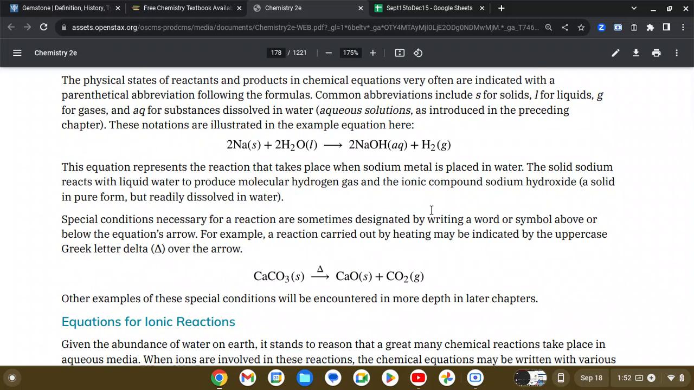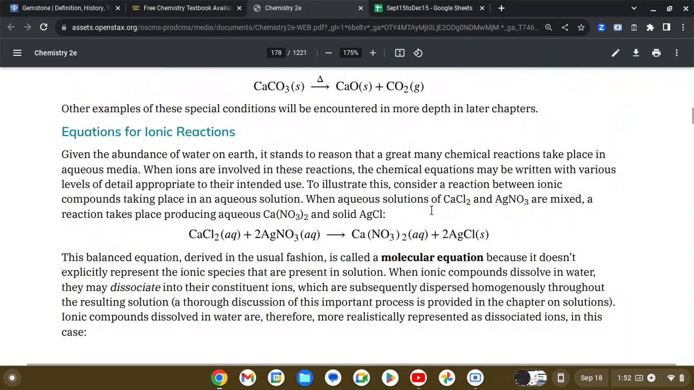This equation represents the reaction that takes place when sodium metal is placed in water. The solid sodium reacts with liquid water to produce molecular hydrogen gas and the ionic compound sodium hydroxide, a solid in pure form but readily dissolved in water. Special conditions necessary for a reaction are sometimes designated by writing a word or symbol above or below the equation's arrow. For example, a reaction carried out by heating may be indicated by the uppercase Greek letter delta, which is a triangle, over the arrow. Other examples of these special conditions will be encountered in more depth in later chapters.